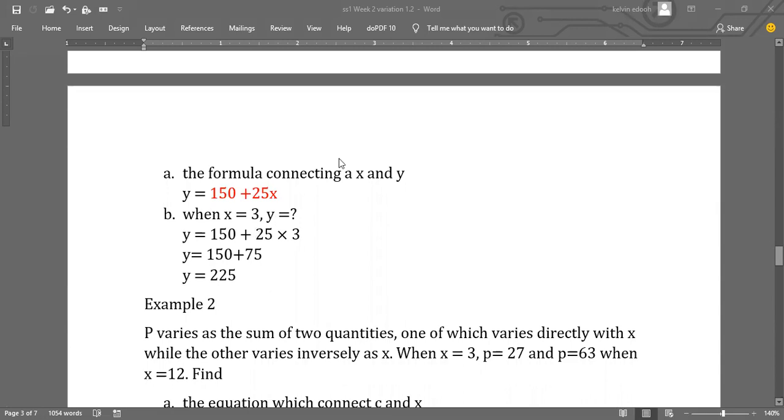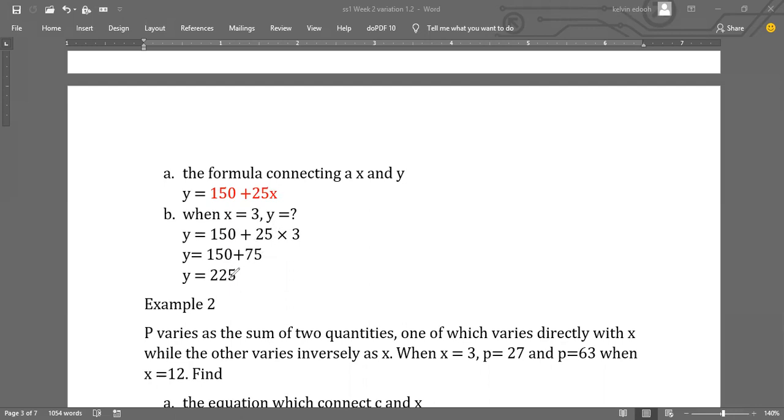So that's what you just do, just substitute the value. So you'll be having y equals 150 plus 25. Remember, this statement means 25 times x. So 25 times, and x is 3. So you have 150 plus 75, because 3 times 25 is 75.